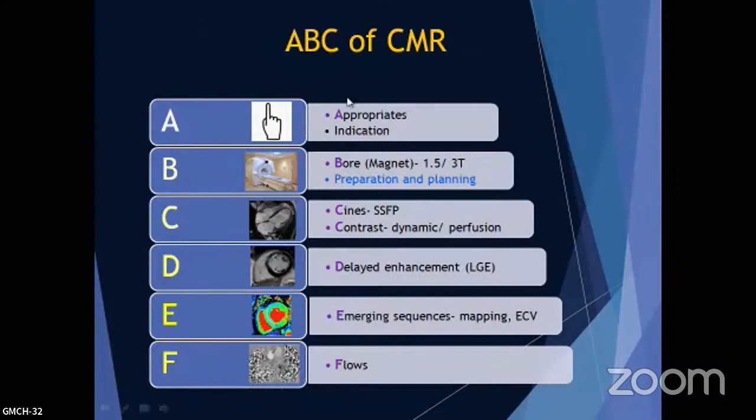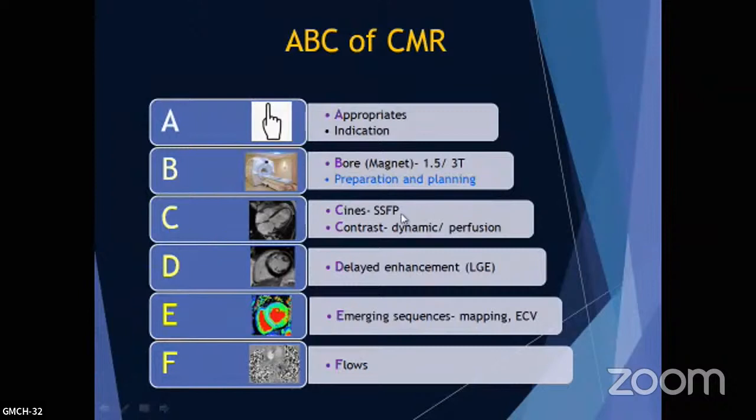So my ABC of CMR, this is my customized slide. First is appropriateness and indication. We should be very, very specific for that. Cardiac MR at 1.5 Tesla is good enough. 3 Tesla, though it's coming, but I think 1.5 is good enough. And we need to prepare and plan the patient. I always say, if you don't plan, you are planning to fail.